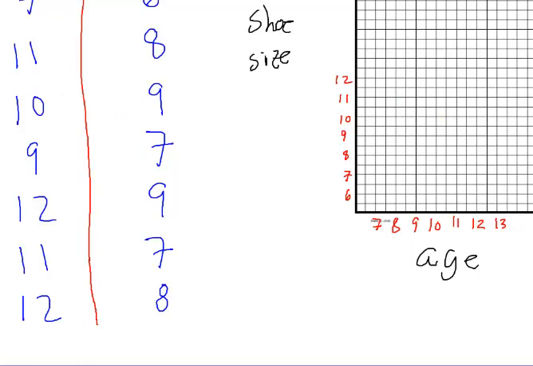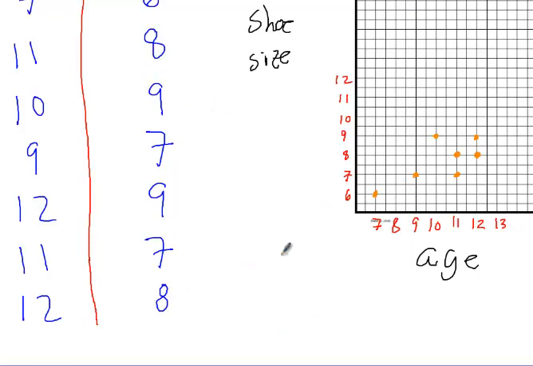So at 7, we're at 6. At 11, we're at 8. At 10, we're at 9. At 9, we're at 7. At 12, we're at 9. At 11, we're at 7. And then at 12, we're at 8. So as you can see, this is our data.